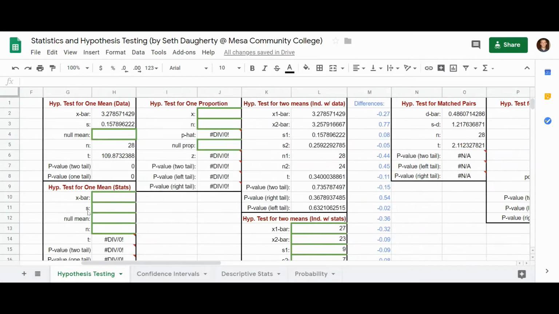So you do the same thing if these were matched pairs. But these aren't matched pairs, these are individuals with data. I would be looking over here if they were matched pairs. But I'm looking over here because these are independent samples.